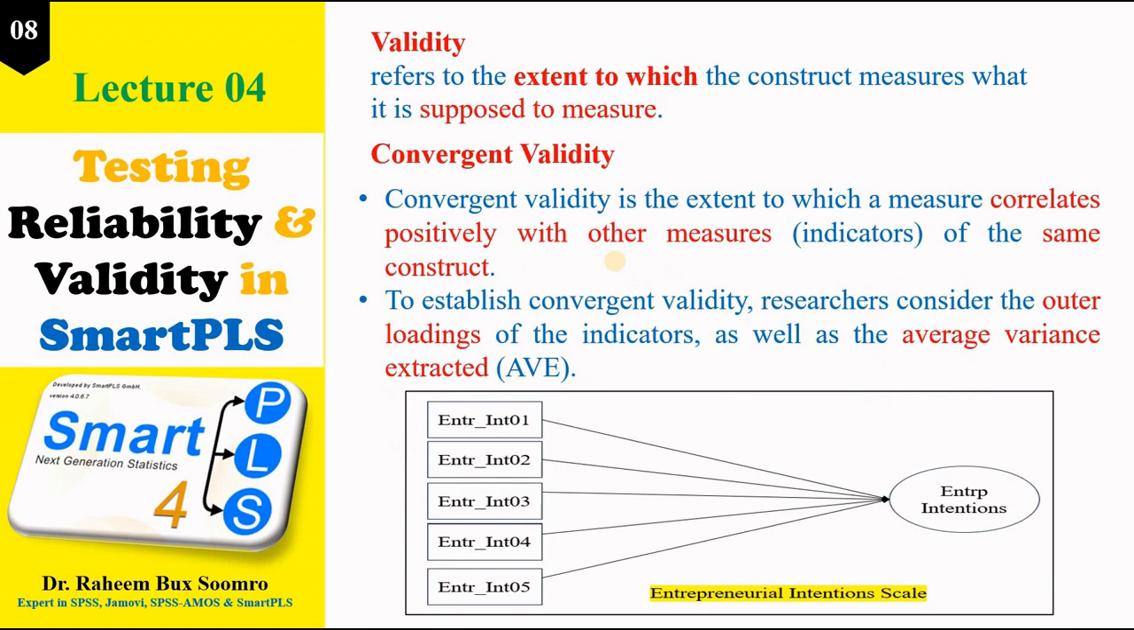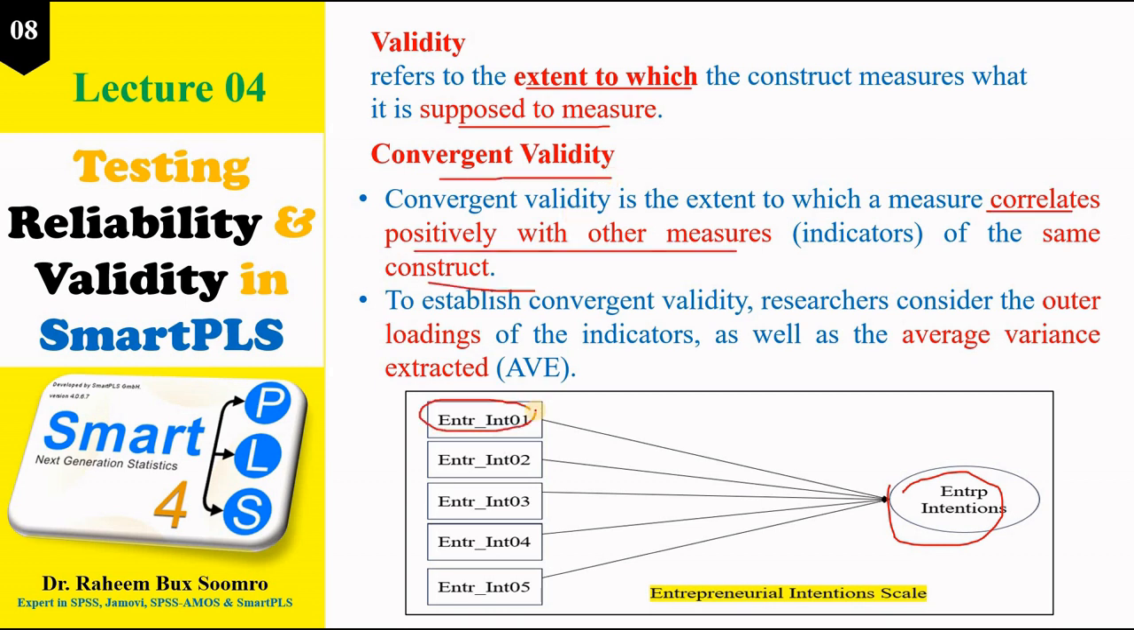Next, validity is another important term, which refers to the extent to which the construct measures what it is supposed to measure. For example, if any instrument or construct has been developed to measure interpreted intention, we have to make sure that the construct actually measures interpreted intention and not something else. If it is actually measuring interpreted intention, then it is a valid instrument. Now, there are two types of validity. One is convergent validity.